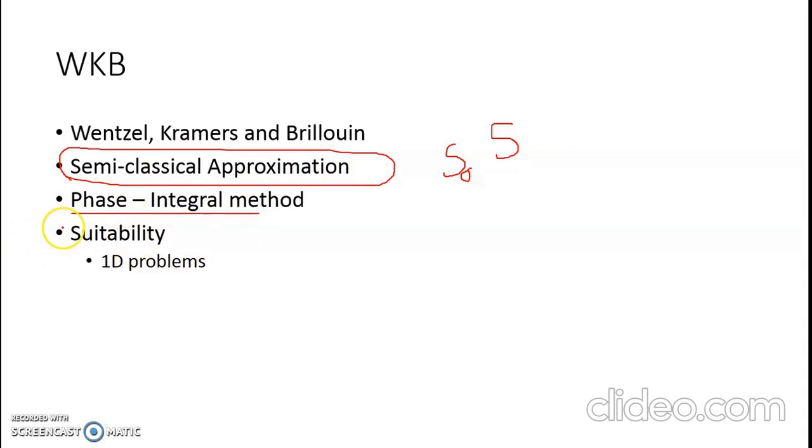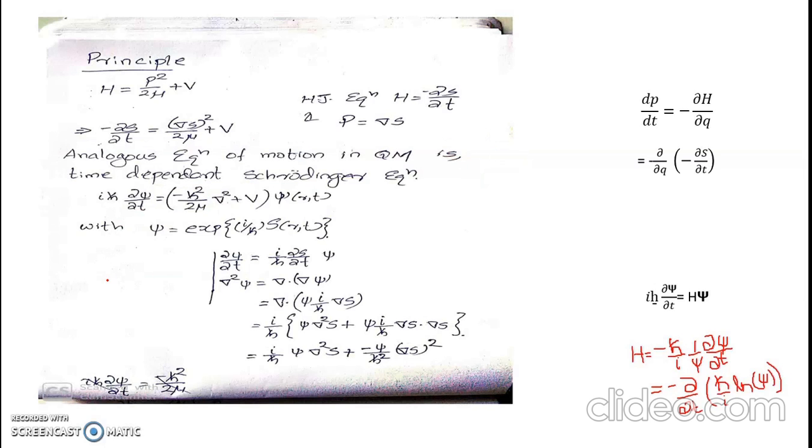And at this point I'll tell you one thing: this method is suitable for generally one-dimensional problems, as in the case of one-dimensional harmonic oscillator, like that. Or of course you can apply this method to three-dimensional problems or two-dimensional problems as well. However, there are methods of decomposing them into one-dimensional problems. So in general, the method is suitable for one-dimensional problems or problems that can be decomposed into two or more one-dimensional problems. Now let's see the principle of this method.